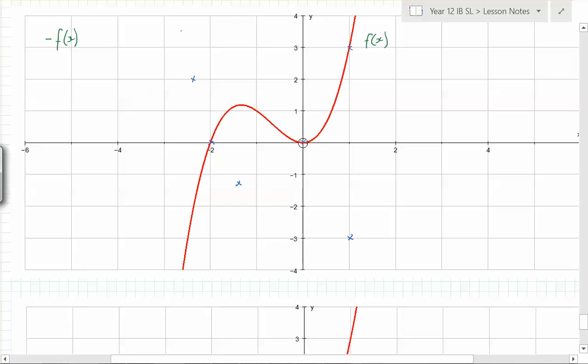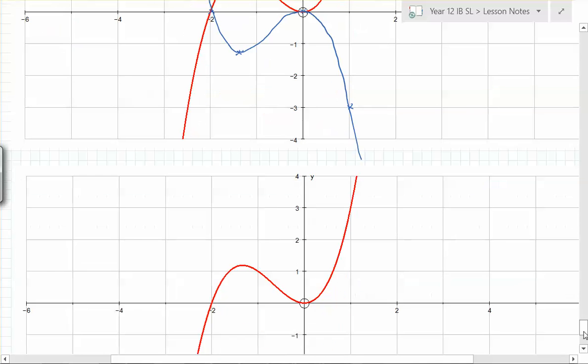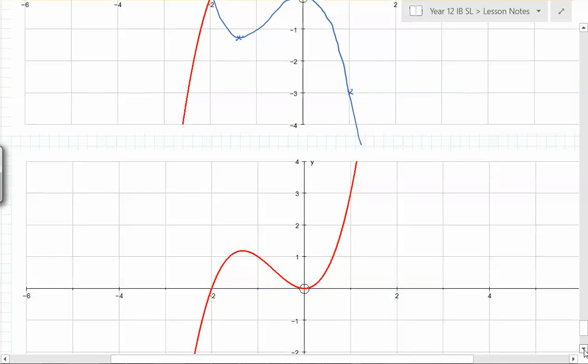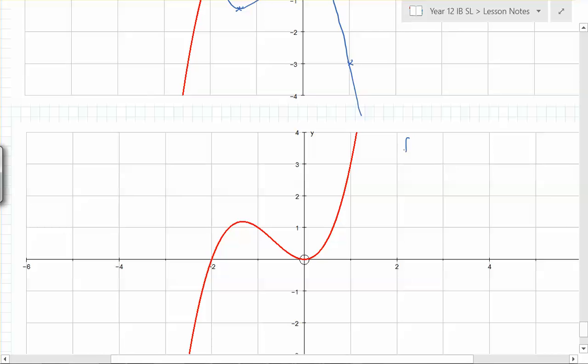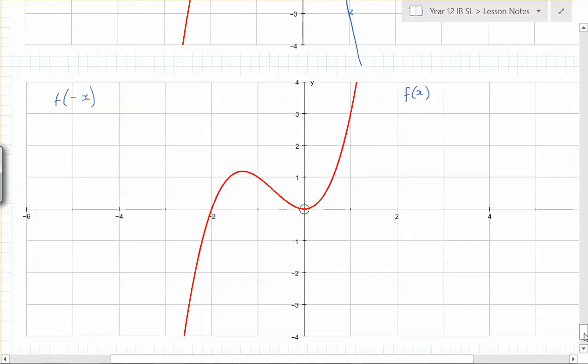So we will end up with the shape being reflected in that axis. Okay, it's not bad for freehand. So we get a reflection in the x-axis. Now, what about, how would we explain if that's f of x? What does f of minus x do? How would you explain that?